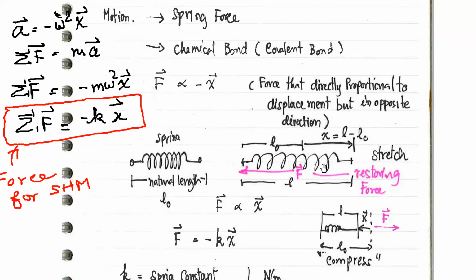If you pull or push it by a distance x, which is the total length of the spring after stretching minus the natural length, we found that there is a restoring force F proportional to that stretching distance. And the restoring force is always opposite. So we get F equals minus Kx.